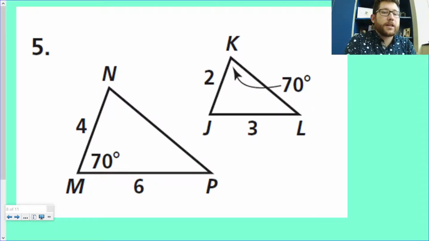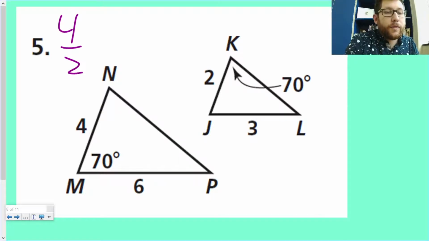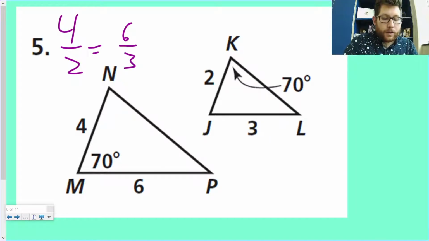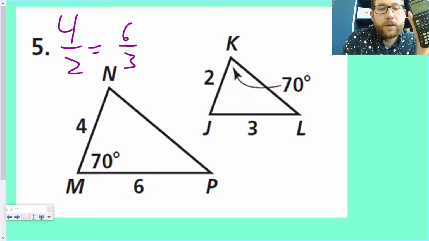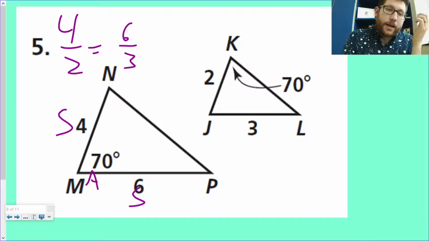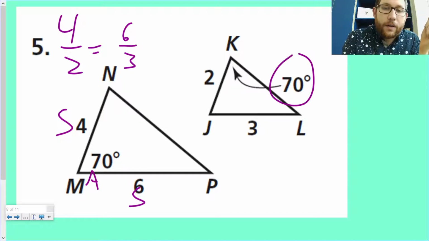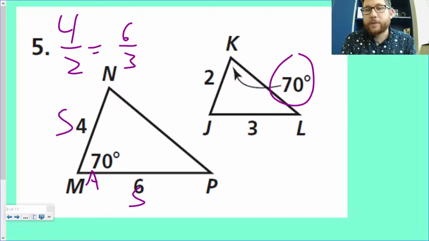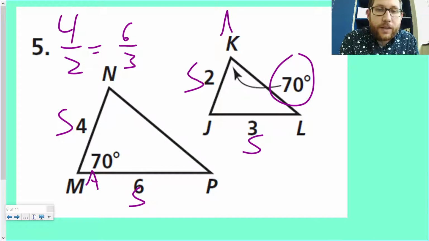Okay, so again, I'm going to set smallest over smallest, 4 over 2, and then 6 over 3. That checks out. Those are both equal to 2. So I've got two sides. I've got an angle, but wait a second. I've got side angle side on this one, but look what I've got over here. This angle is not in between my sides. I cannot count this angle, because this actually turns out to be angle side side.